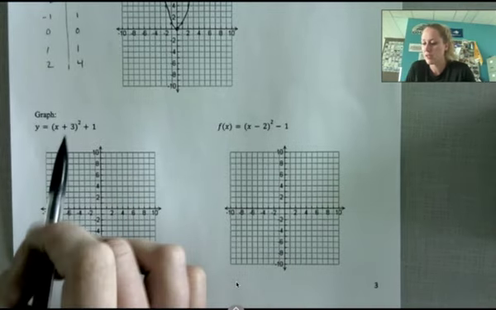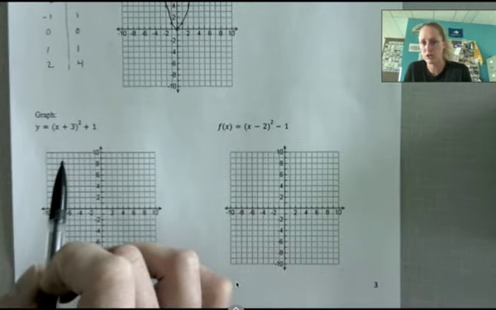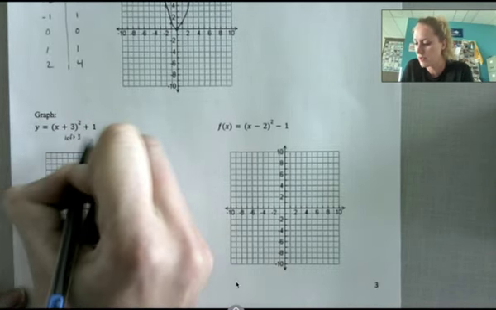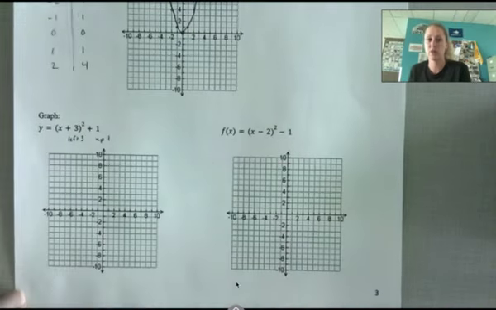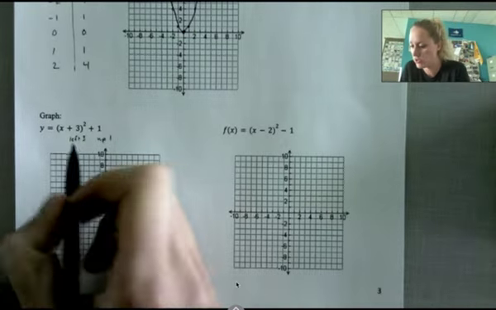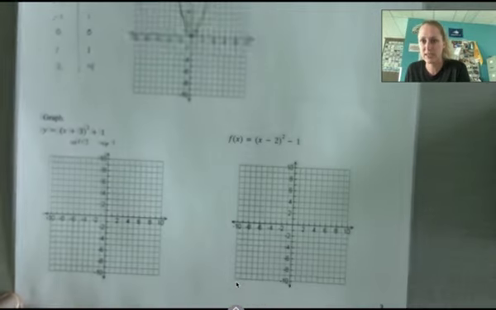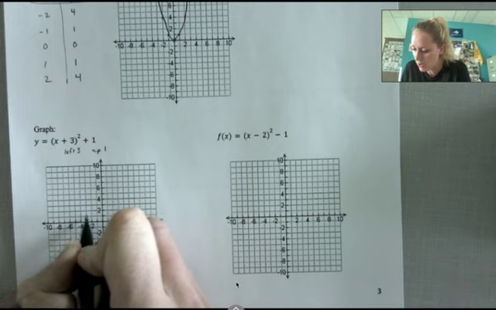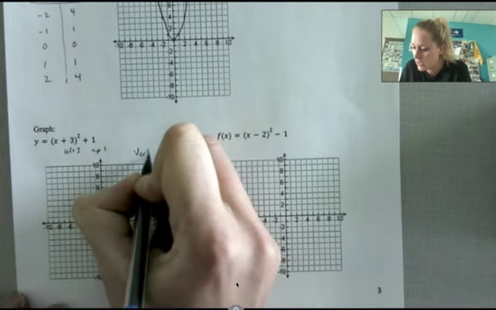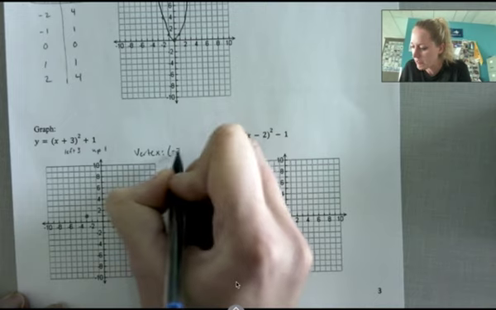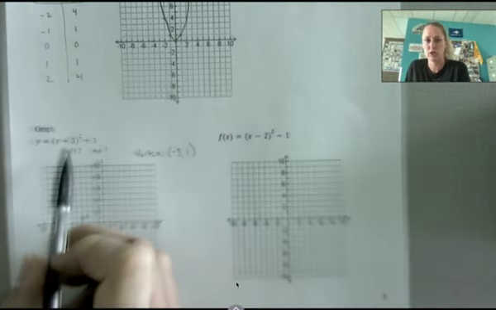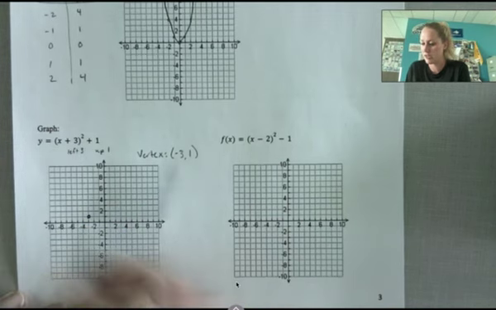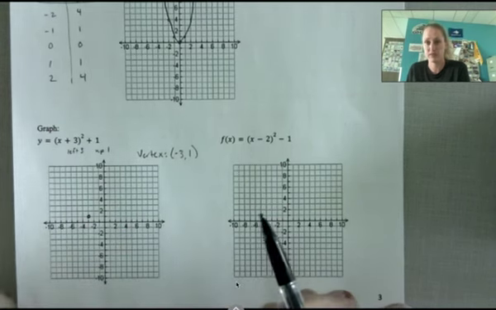Remember, things in the parentheses are a horizontal change, opposite of what we would think. So this one is moving left 3 and then up 1. Adding or subtracting outside the parentheses is a vertical change. I'm going to start with the vertex 0, 0. That moves left 3, 1, 2, 3, and up 1. So my vertex is at the point -3, 1. We can actually get that just from looking at this equation. It's opposite of the x, so it's -3 and then +1. That's always where the vertex is going to be.